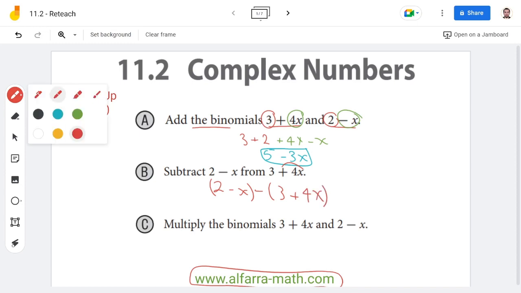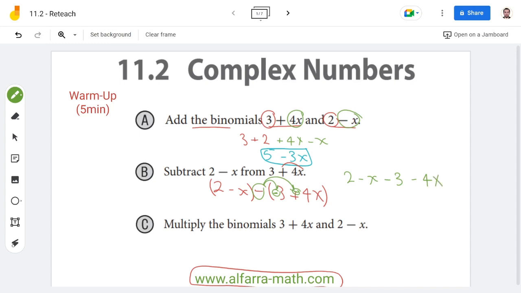Now I told you, if I have a minus, let's change the sign for every term here, so this one will also be negative. So the question will be 2 minus x minus 3 minus 4x. Now let's add them. As you can see, 2 and negative 3 is equal to negative 1, and negative x with negative 4x is equal to negative 5x. So this is the final answer.